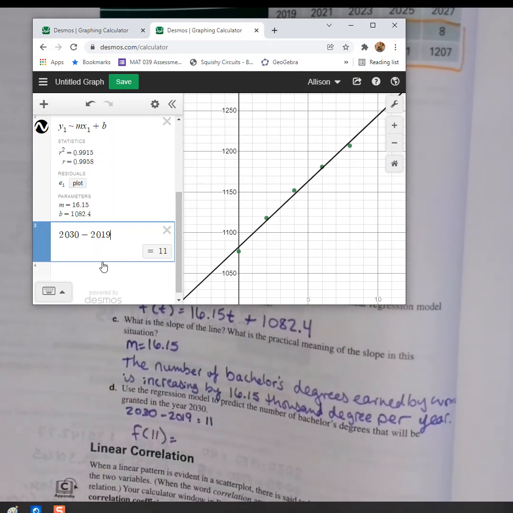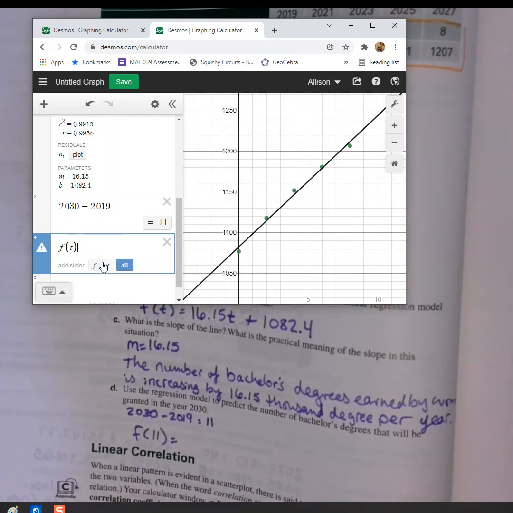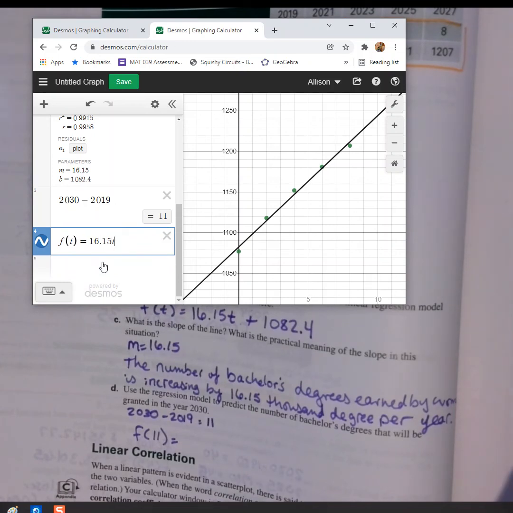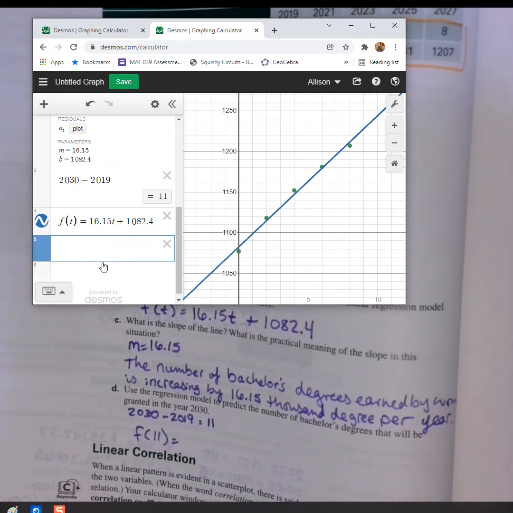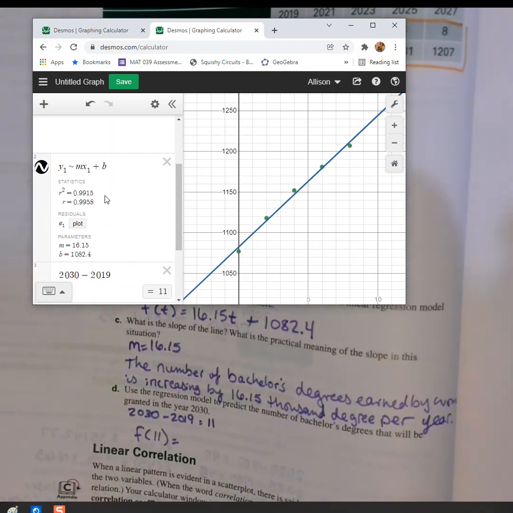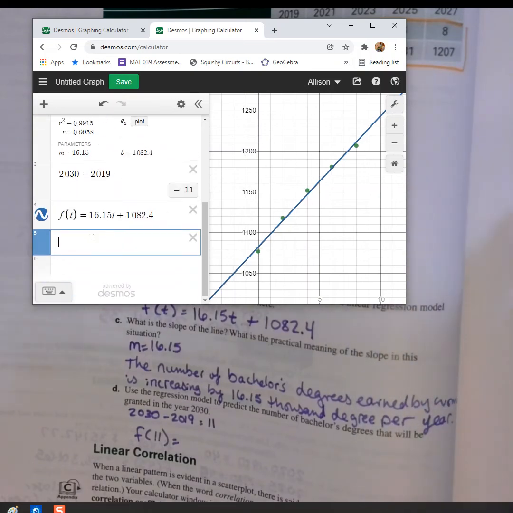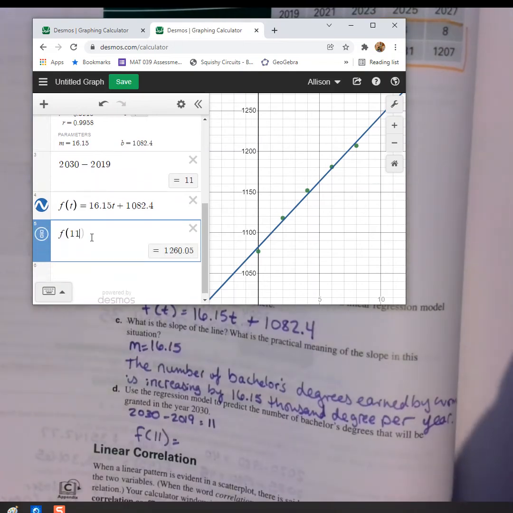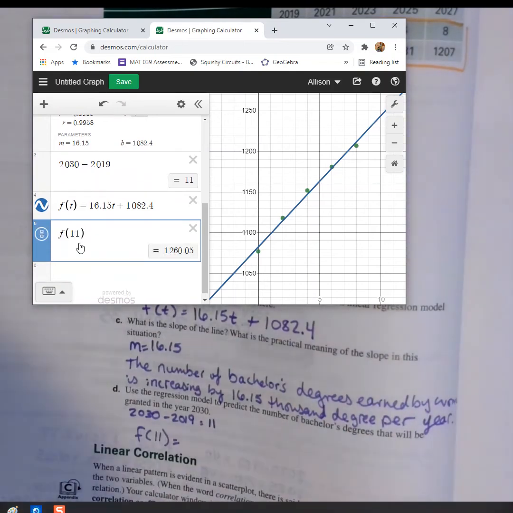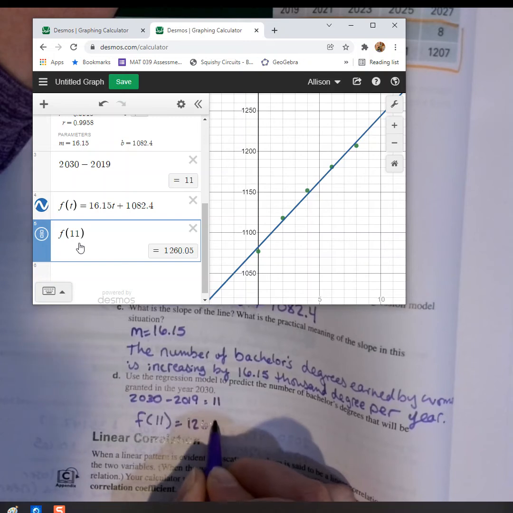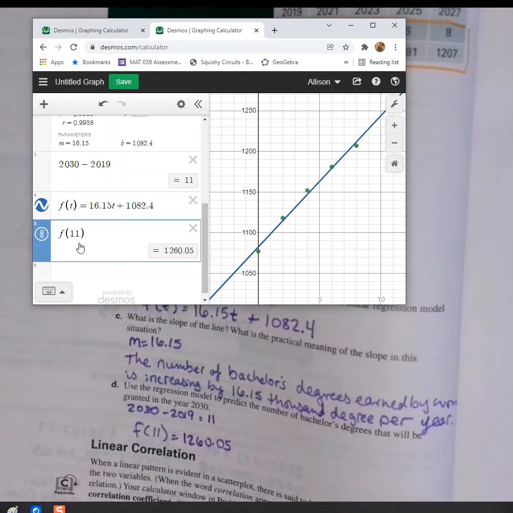I haven't typed the function yet, so I actually have to do that part first. F of t equals 16.15 t plus 1082.4. I have to enter the function so that it's in function notation. Prior to that, it was just the regression statement, which helps me determine what the parameters were, but I hadn't typed the function in a way that I could evaluate it. Now that I have, I can enter the f of 11, and we will see that our prediction is 1260.05.